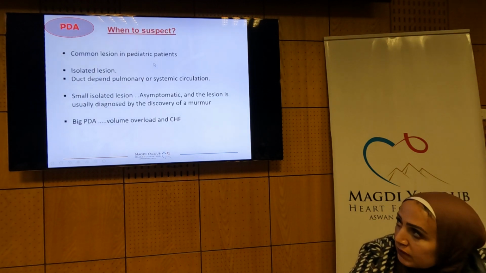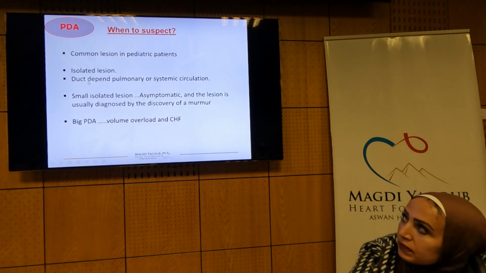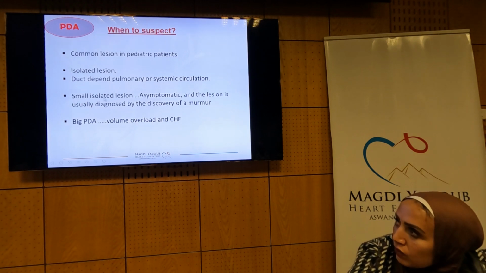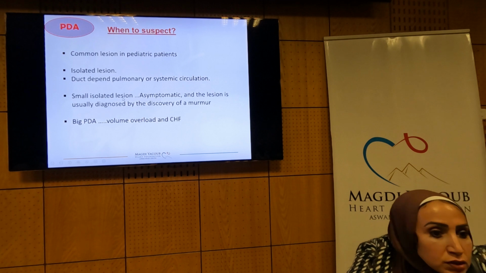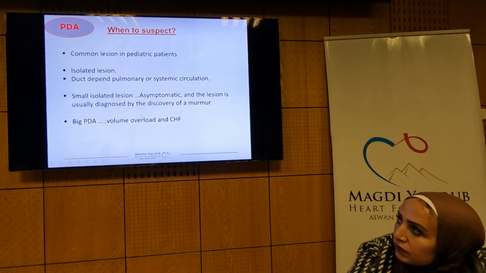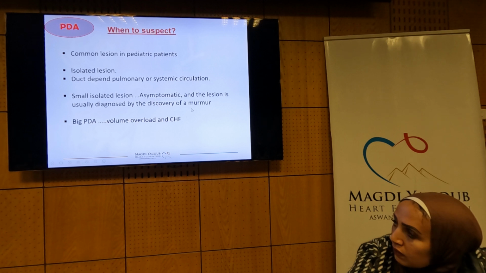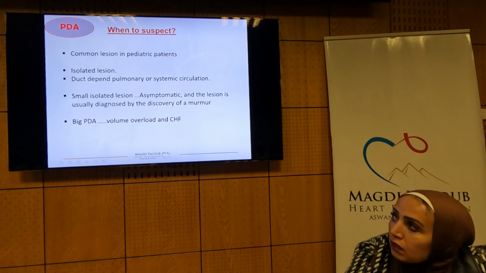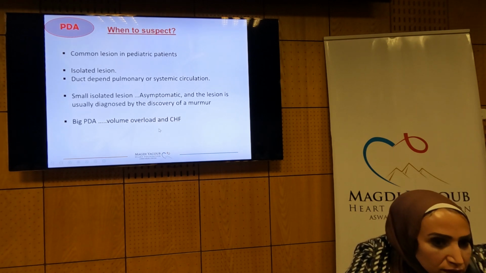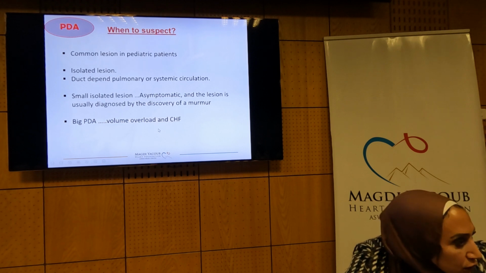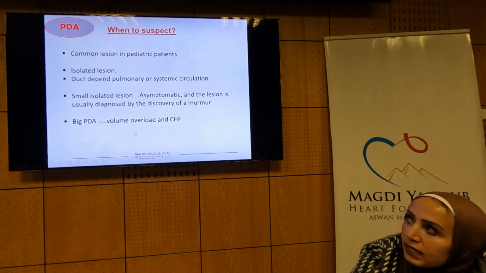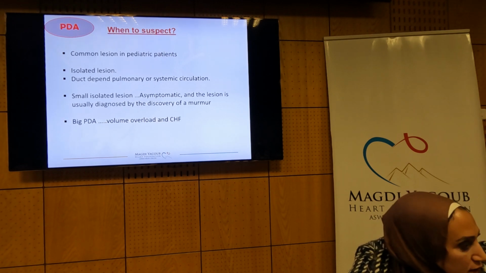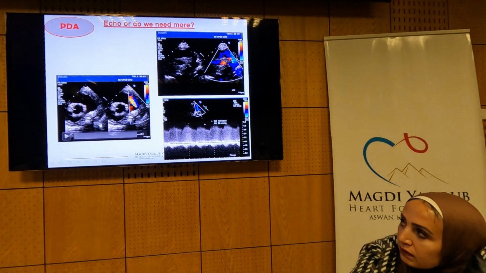PDA is a common lesion in the pediatric group. It can be an isolated lesion. It can be duct dependent for pulmonary or systemic circulation, as we said in many of our lectures. It could be a small isolated lesion, so it's not symptomatic. The patient will be discovered accidentally by murmur and can go into adulthood, or have a big duct with volume overload and congestive heart disease. I think one of our colleagues, Omar, has a lecture about the PDA and how to close it. So it's very common, but you now understand it's failure of regression of the sixth aortic arch on the left side. Again, it's an easy task.